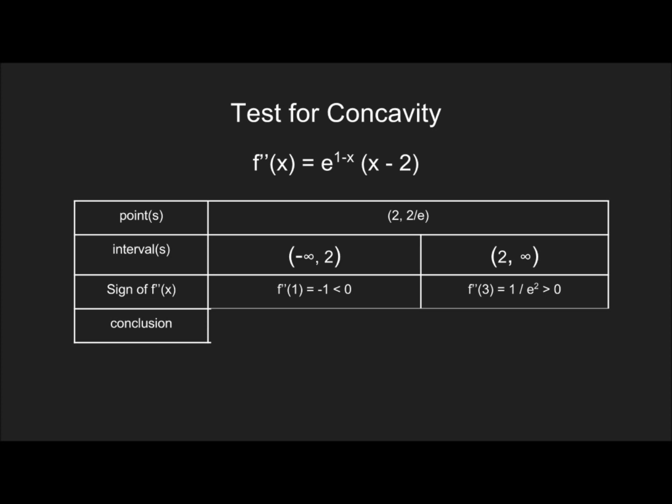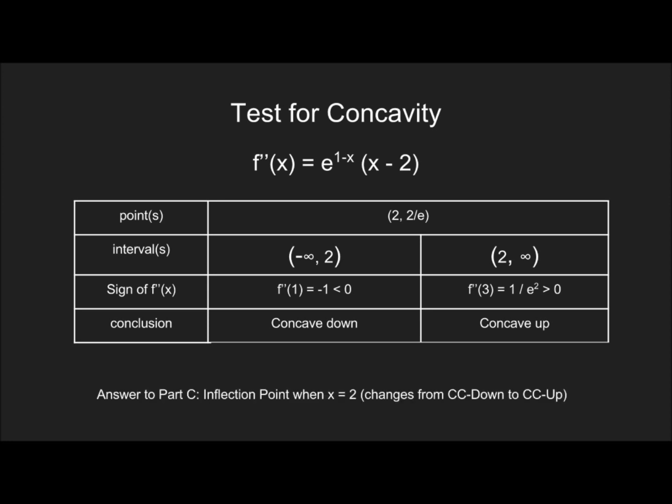So therefore, on the interval from negative infinity to 2, the function is concave down, and on the interval from 2 to positive infinity, the function is concave up. And therefore we verified that an inflection point exists when x is equal to 2.